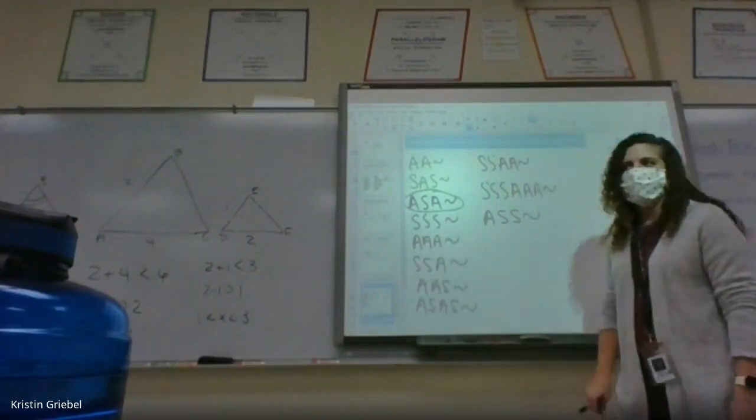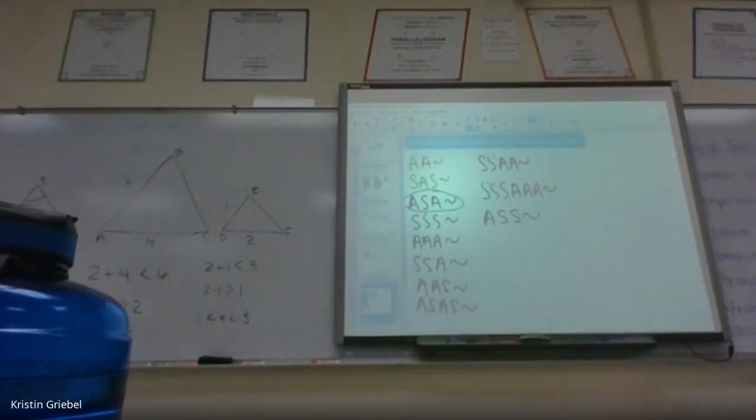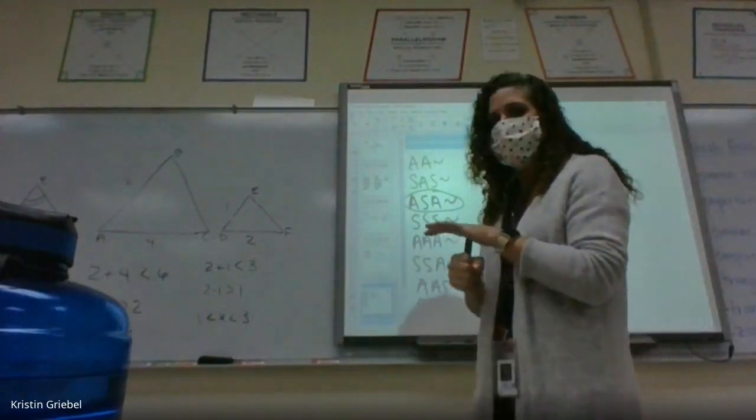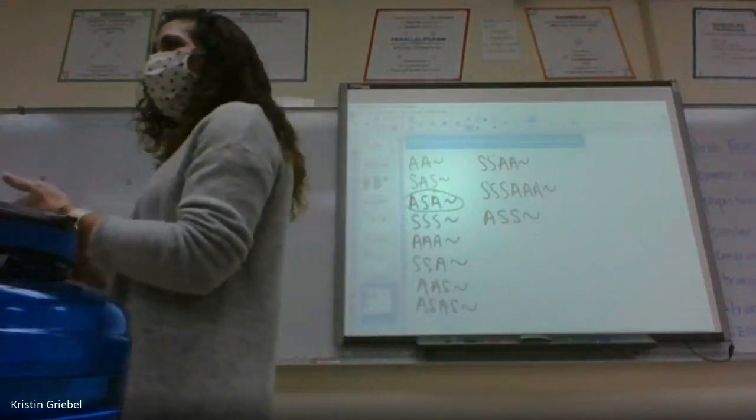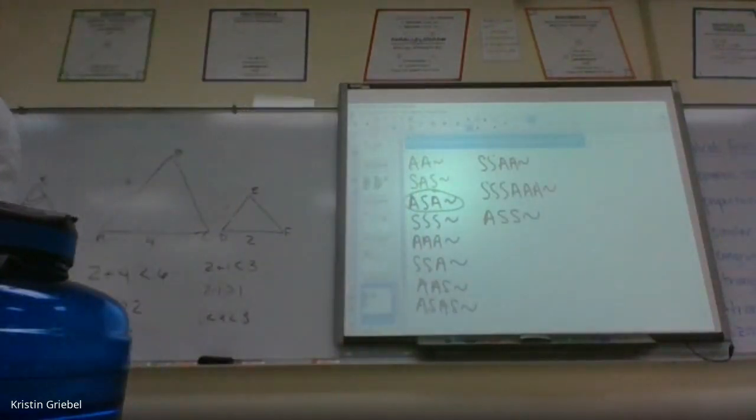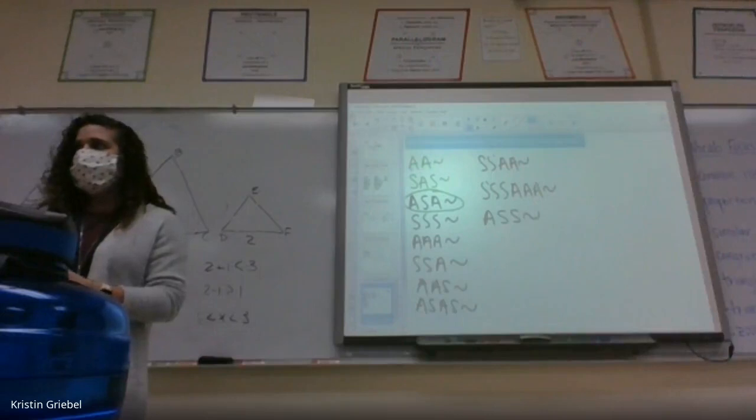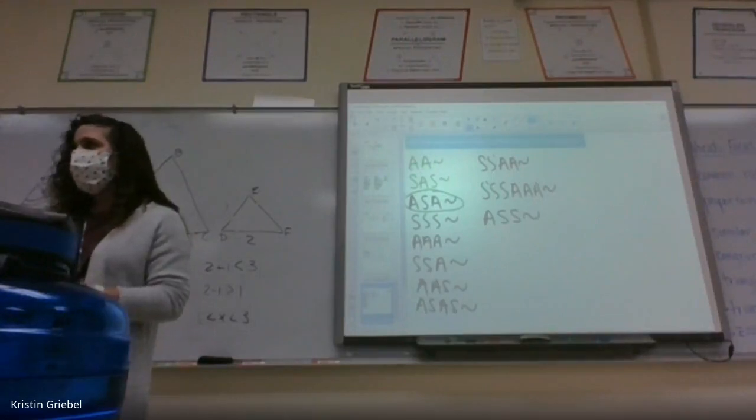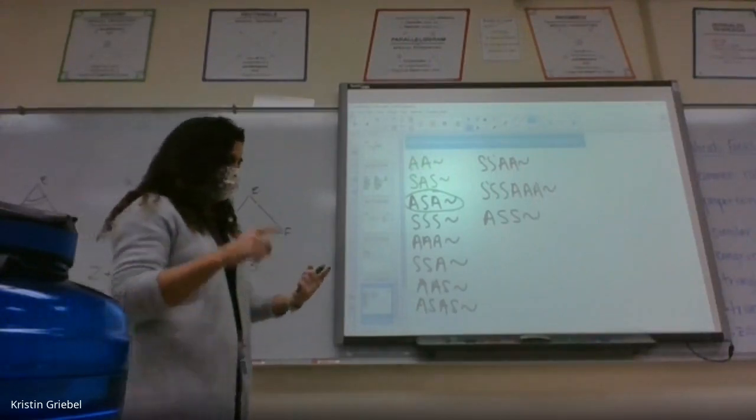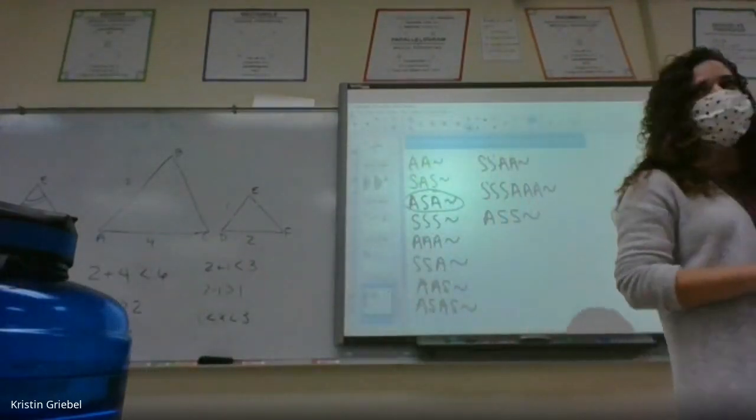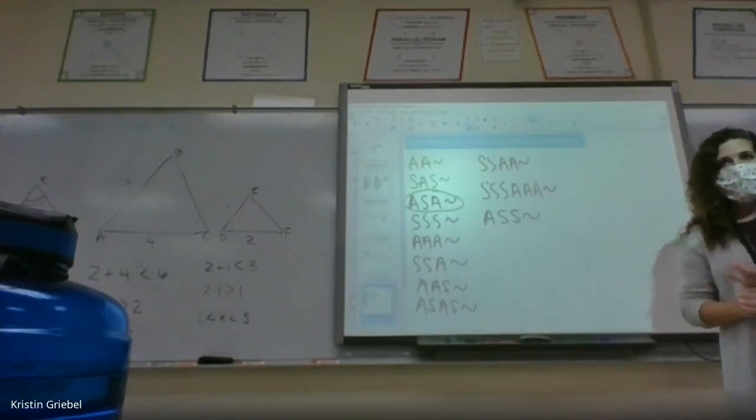Side, side, side. What are we thinking? What's the definition of similarity? Same angles and what? Proportional sides. So if all sides are proportional, does that mean that the two shapes are similar? So again, definition of similarity says all angles are congruent, all sides are proportional. So if you have all sides already proportional, are the two triangles similar?